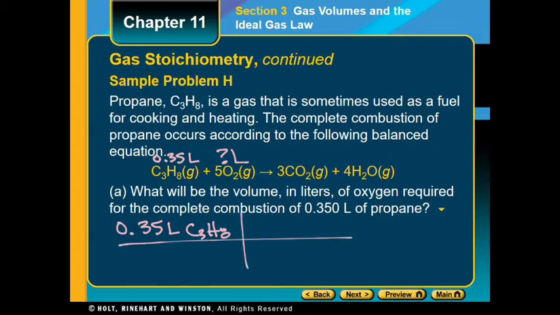Set up our grid. And we are going from liters of propane. This time, instead of doing the mole ratio, which we did in Chapter 9, we're going from liters of C3H8 directly to liters of O2, and we're using that step. So we're eliminating some steps here, and we're going to throw in those numbers. So 1 goes with C3H8, 5 goes with O2, and you are ready to solve for liters of O2, and your answer is 1.75.